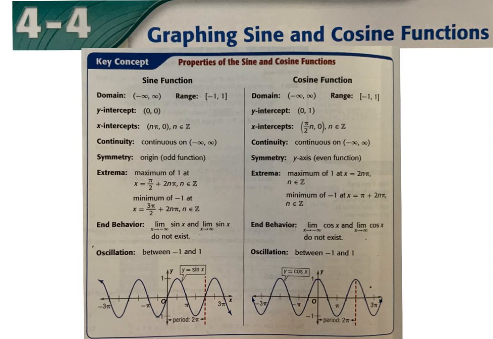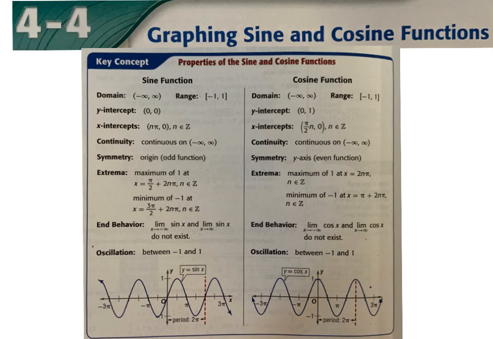Some properties. This is on the first page of your section here in graphing sine and cosine, page 256, all right? So your sine function has a domain of negative infinity to positive infinity. Your x values, your input for sine can be anything, right? It goes negative infinity to positive infinity. This is a cyclic function that is infinite, all right? Your range, however, can only be negative 1 to positive 1. Let's think about why that is.